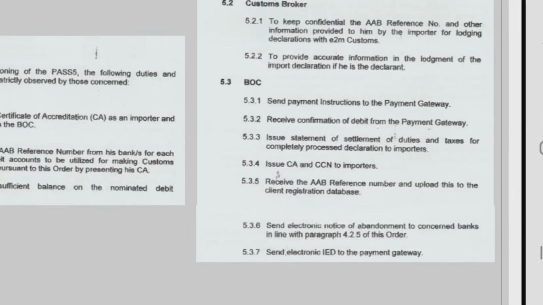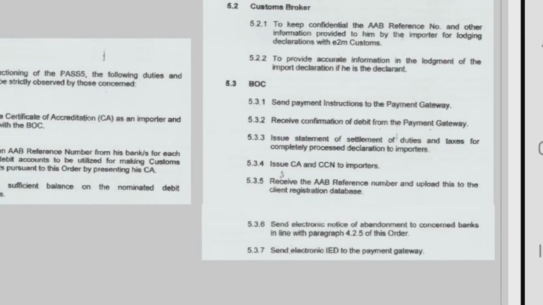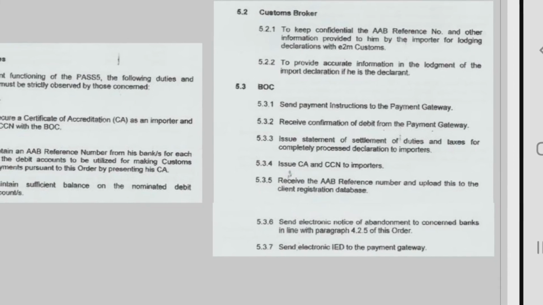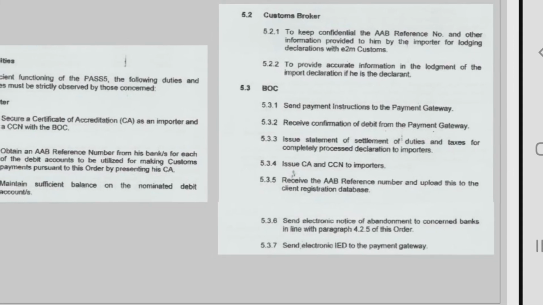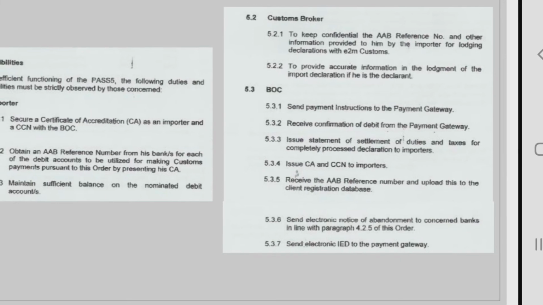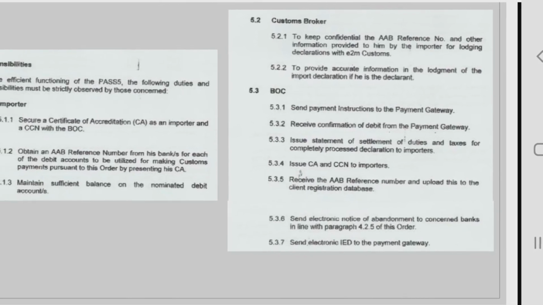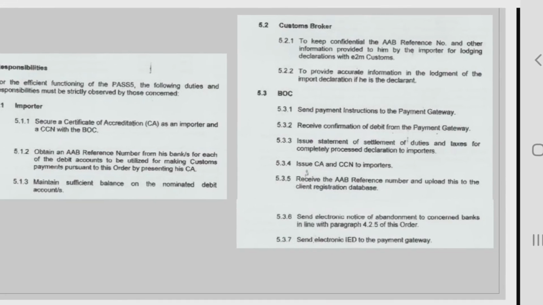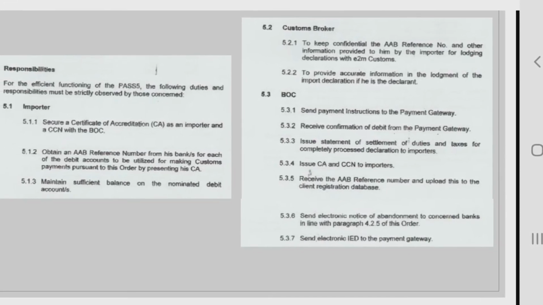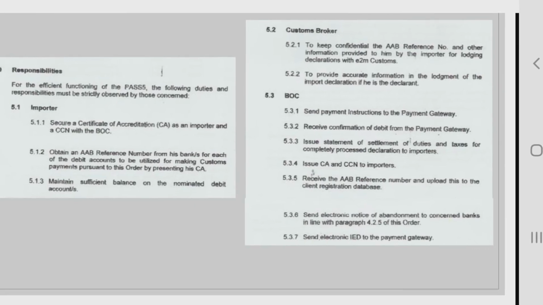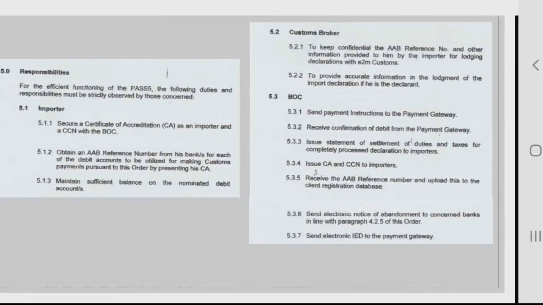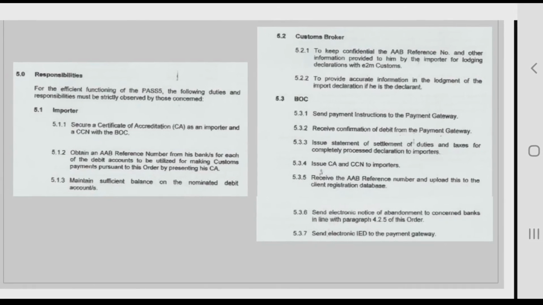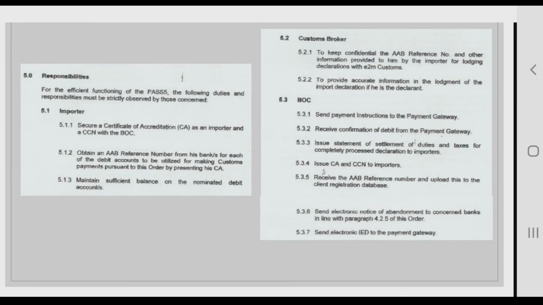And then the Bureau of Customs will receive the confirmation of debit from the payment gateway. They are also the ones who issue the statement of settlement of duties and taxes for completely processed declarations of importers. The Bureau of Customs issues the SSDT. That means that that particular shipment is already paid and is now ready to be released in their system. Also, the Bureau of Customs is the one who issues the Certificate of Accreditation and CCN to the importers.